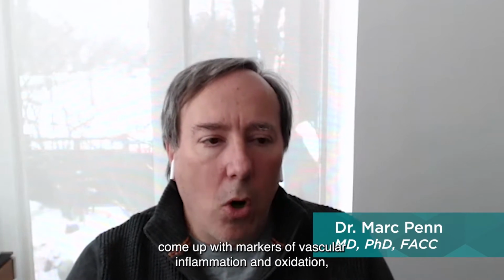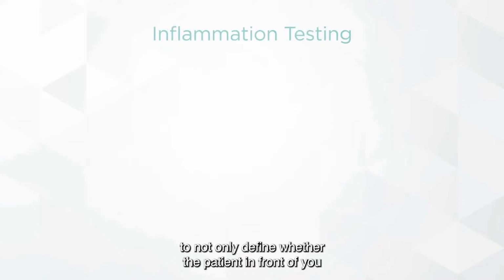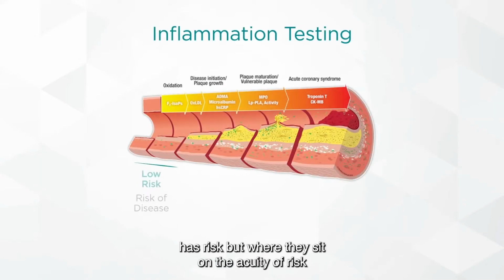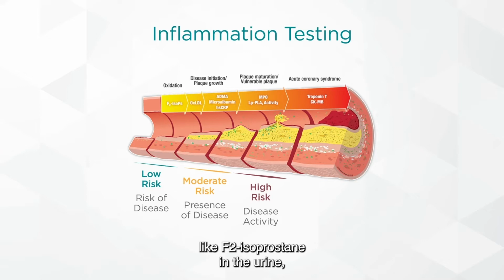Our goal at Cleveland HeartLab was to, using molecular pathways that define inflammatory proteins, come up with markers of vascular inflammation and oxidation to not only define whether the patient in front of you has risk, but where they sit on the acuity of risk, or how high risk they are. Our markers go from lifestyle measures of oxidation like F2 isoprostane in the urine to evidence of altered biology with oxidized LDL, where the LDL molecule is no longer recognized by the LDL receptor, and that's a risk of metabolic syndrome development.